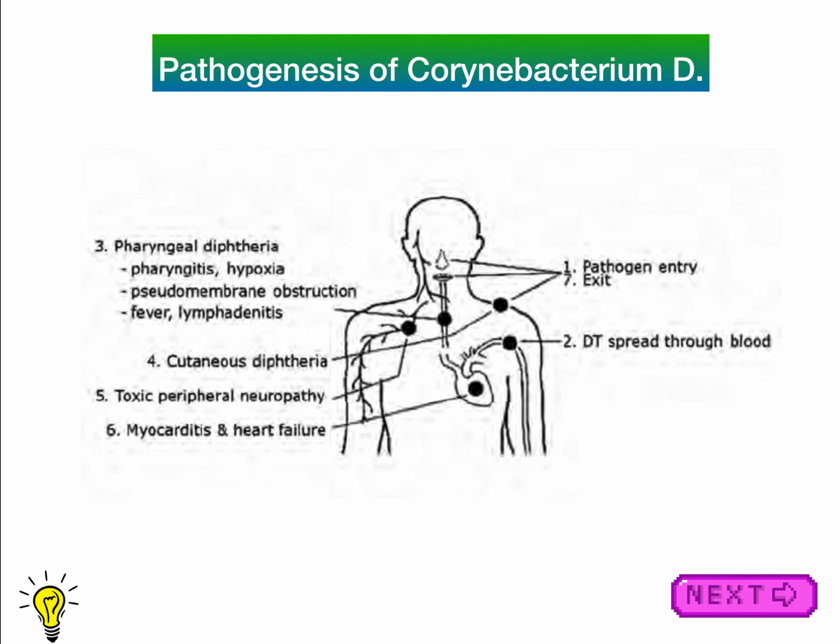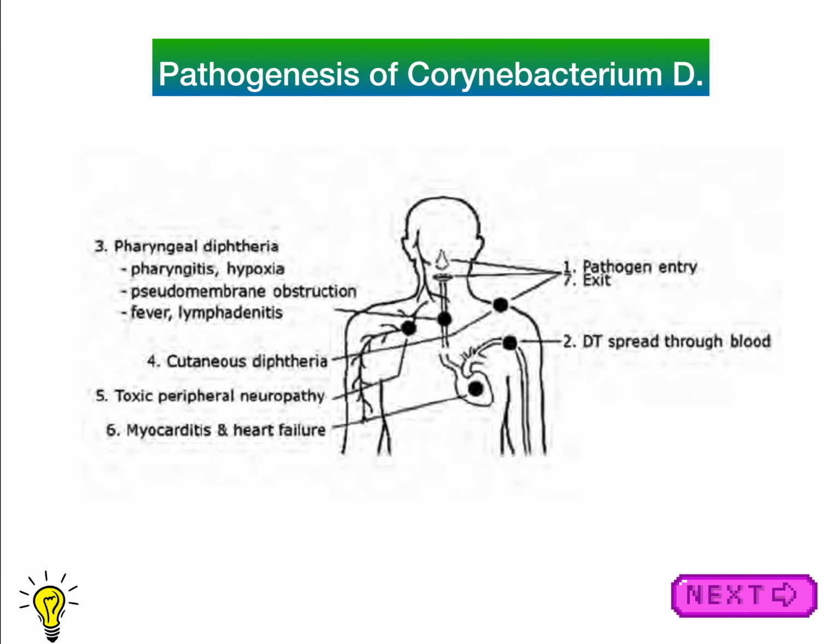Okay, so what is it doing within the human body? The pathogen is going to enter via the nasal passages or even inhaling because it's a respiratory droplet. It will then cause pharyngitis, pseudomembrane, or obstruction. Remember, the pseudomembrane can thicken so much that it becomes an actual airway obstruction, okay? And then if you look at number 5 and 6, those are your key points. It can cause toxic peripheral neuropathy, myocarditis as well.